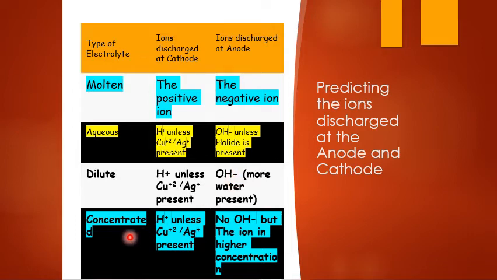In a concentrated solution, remember it's concentrated with a particular negative ion. So at the cathode, you're going to have H plus unless, of course, copper or silver is present. However, because it's a concentrated solution, you're not going to have OH negative, because you have more of the negative ion. So whatever ion is in higher concentration, that's the ion that's going to be discharged. You could have bromine, chlorine, or iodine. Whichever negative ion is in higher concentration, that's the one that's going to be discharged at the anode for a concentrated solution.